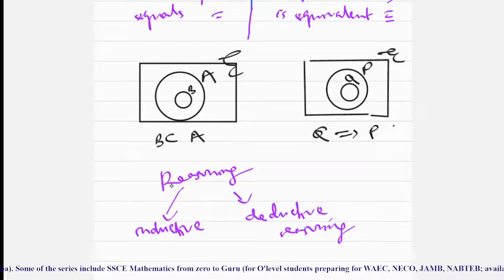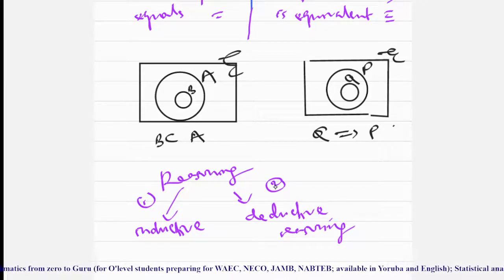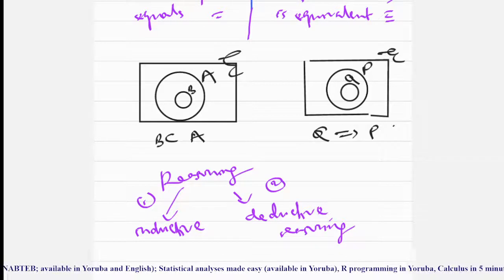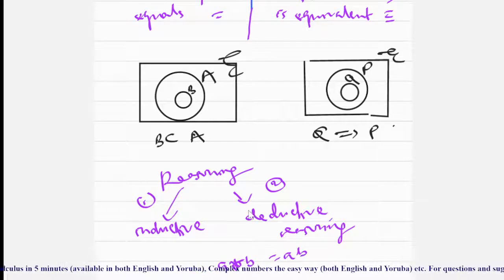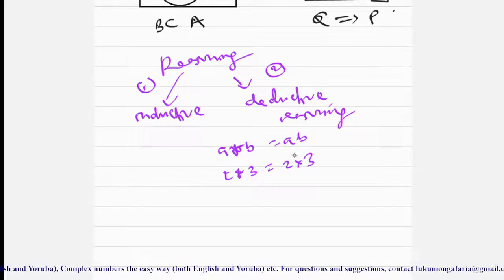So in essence, we know that we have two types of reasoning. Number one, inductive reasoning, which is a kind of reasoning where your conclusion is based on your observation. Then deductive reasoning, where you deduce, which is the process of showing that certain statements are accepted as true. So if I say, for example, A star B is equal to AB, we can deduce from here that 2 star 3 is the same thing as 2 times 3.